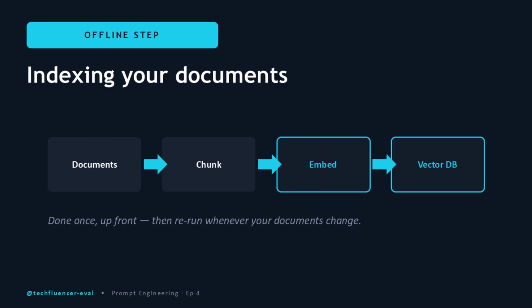But that vector database doesn't fill itself. There's an offline indexing step. You take your documents, split them into smaller chunks, run each chunk through an embedding model to get its vector, and store those vectors in the database. Do this once up front and rerun it whenever your documents change. Two components deserve a closer look.